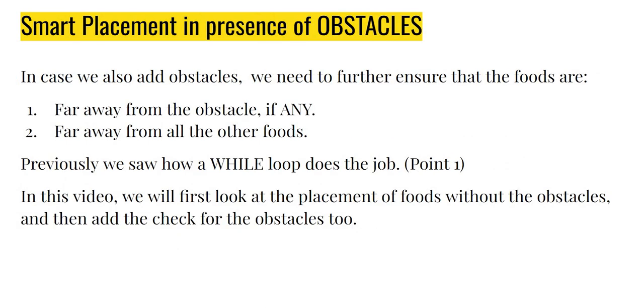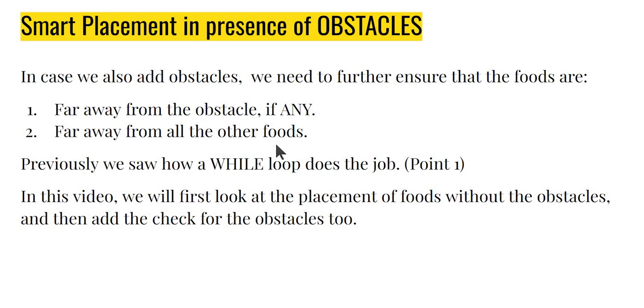In our case, in fact, we have a situation where we want to place foods smartly with respect to the obstacles as well as the other food. So it's assuming that you're doing obstacle as a bonus since we are going to build it from there. So we will make sure that foods are far away from all the obstacles. We have already done this. We have done a while loop to do this job previously. Now we are going to extend this while loop to say, okay, look, how do I make it far away from all the other foods?